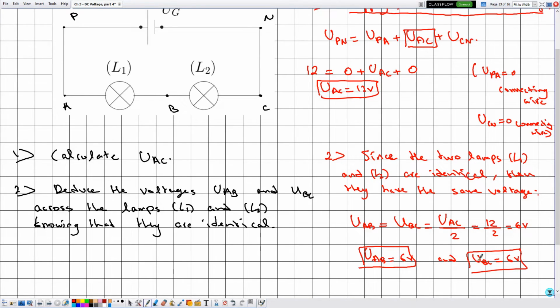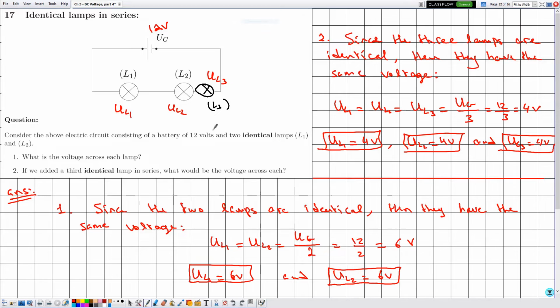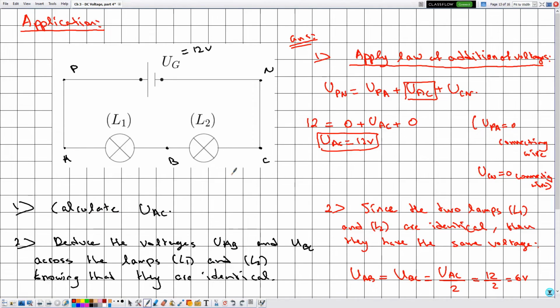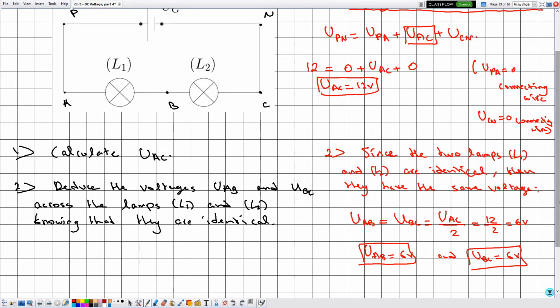So notice that in both cases, in this application and in the previous application, we have determined the applied voltage across each lamp when we have two identical lamps connected to a 12 volts DC source. But in this case, we use the names of the lamps. In the other case, we have used the method of the points. So both of them are important.